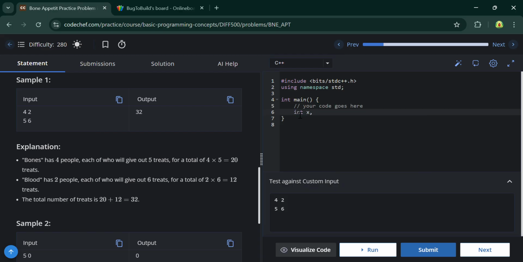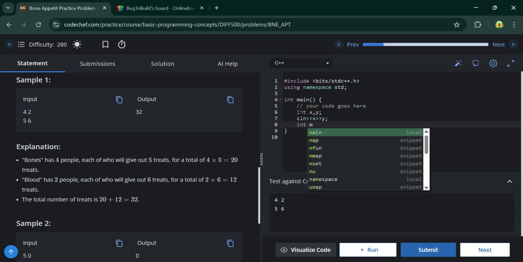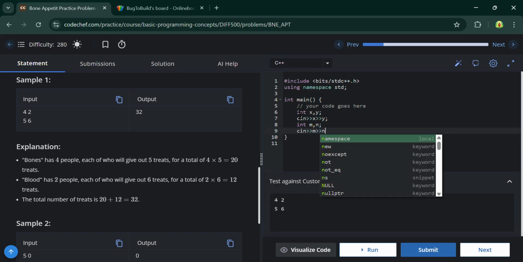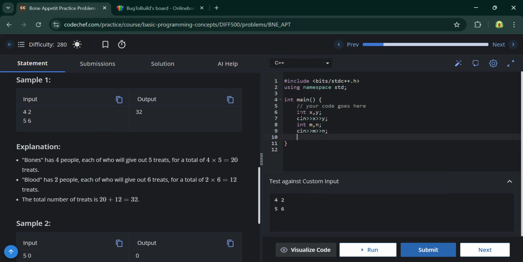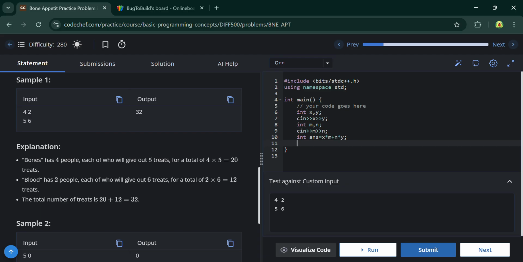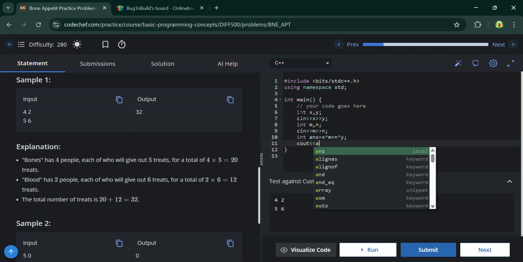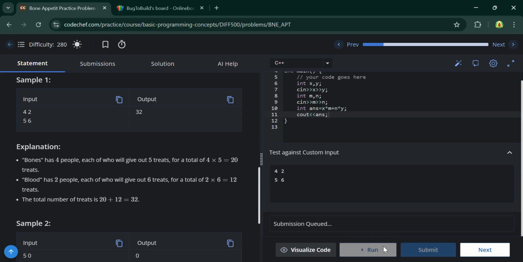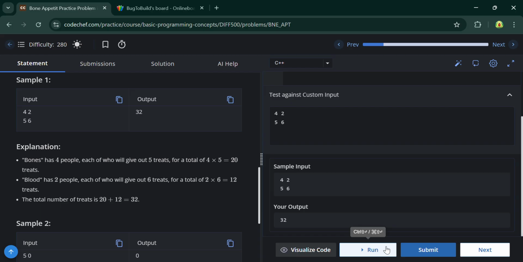Int x and y, cin x and y, int m and n, cin m and n, and then int answer equals x into m plus n into y, and after this you just have to do cout answer. So let's run this code. Yeah, this code works fine.